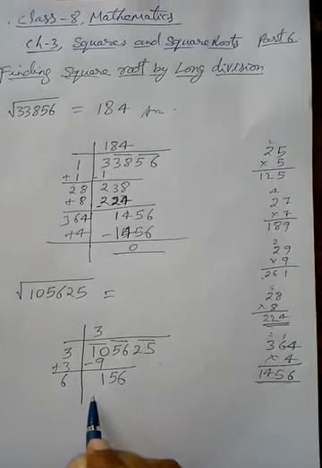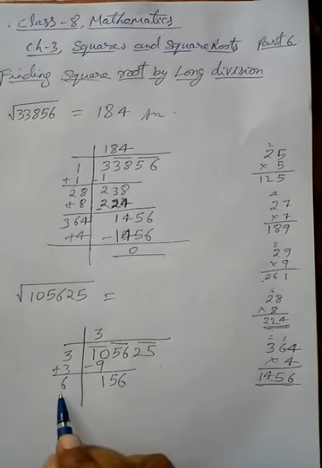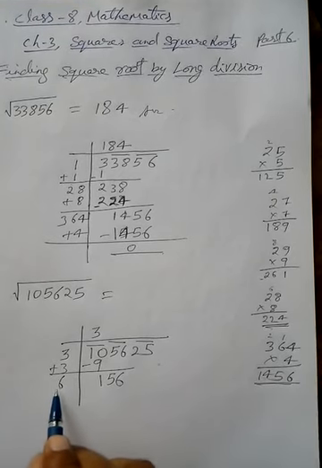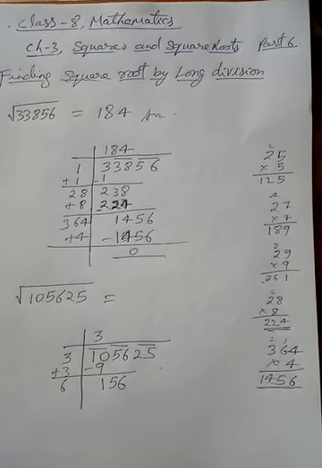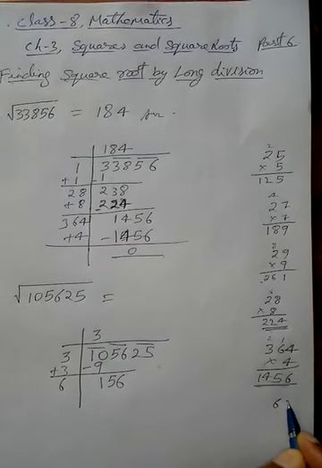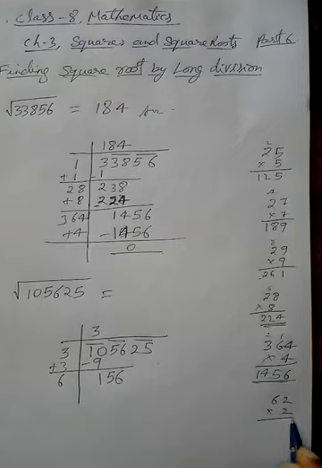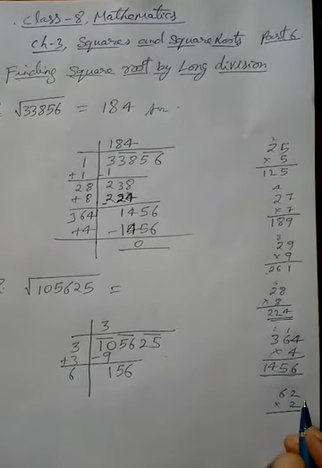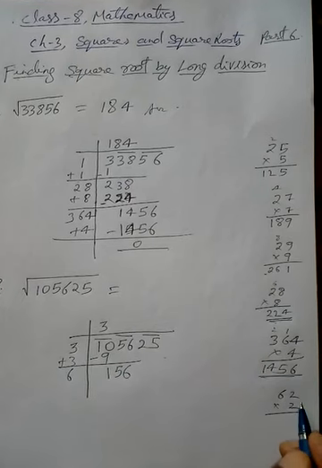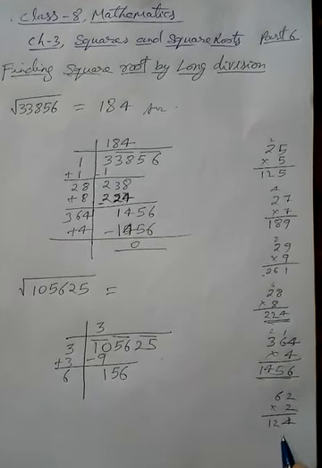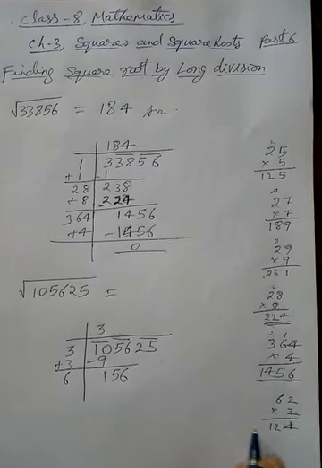So it becomes 6. Now you should find a number which divides 15 with the 6. So I know that 6 2s are 12. So I use 2. If you multiply 6 with 2, it will actually multiply 62 with 2. The 2 will come here also. So 2 2s are 4, 6 2s are 12. 124 is near to 156.